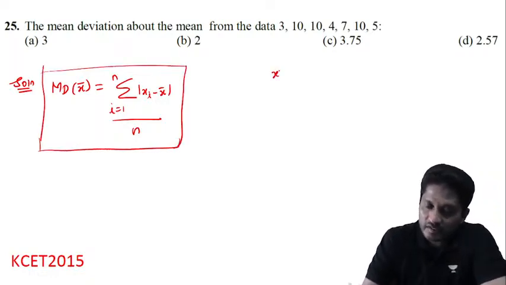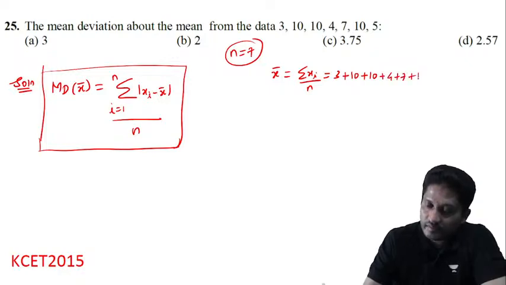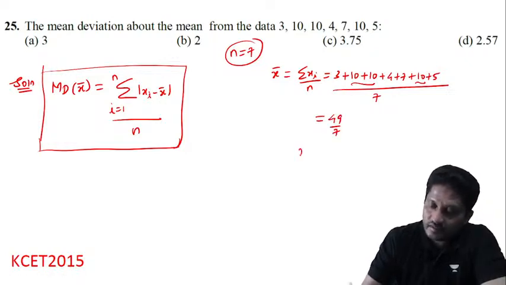Right? Mean is equal to the sum of all observations divided by the number of observations. If I add all of these, 3 plus 10 plus 10 plus 4 plus 7 plus 10 plus 5, whole divided by 7. This is 10, 20, 30, 40, 49. 49 divided by 7, mean is equal to 7, right?